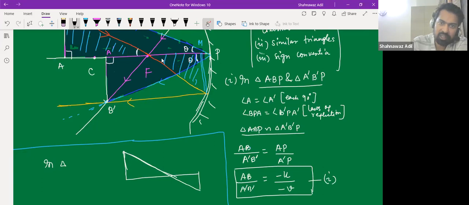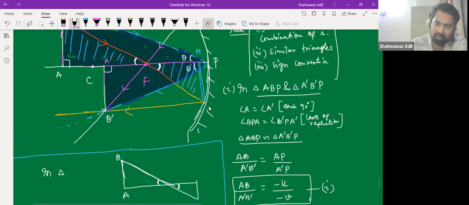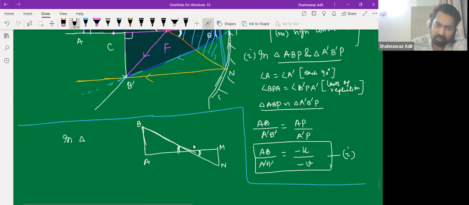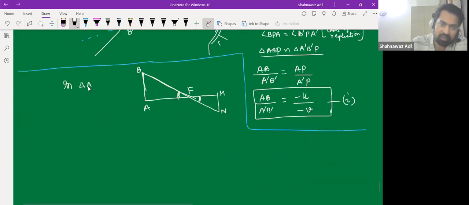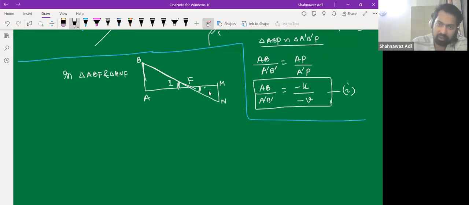Right. So what about these angles? What can we say about these two angles? Yes, guys. So they're equal. There you go, because they are vertically opposite angles, right? Yes, sir. Let's say this is M, and these angles are equal. So in triangle A, B, F, and triangle M, N, F, these are the two triangles we have. Let's say this is angle 1 and angle 2. So angle 1 equals angle 2, vertically opposite angles.